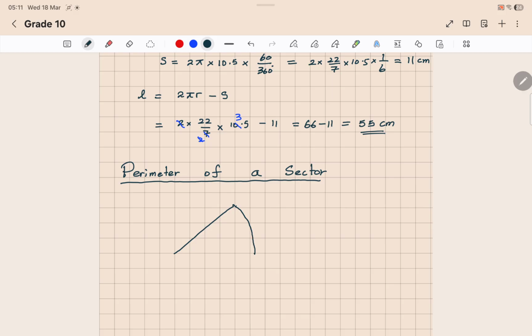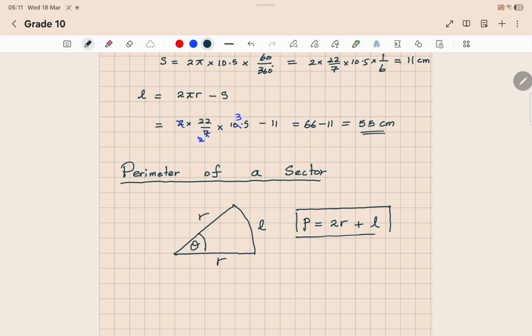So let me draw a sector of a circle like this, and the angle is theta, then there's the radius, and the arc length. So what is the perimeter made up of? 2 radius plus the arc length. So remember it like that.